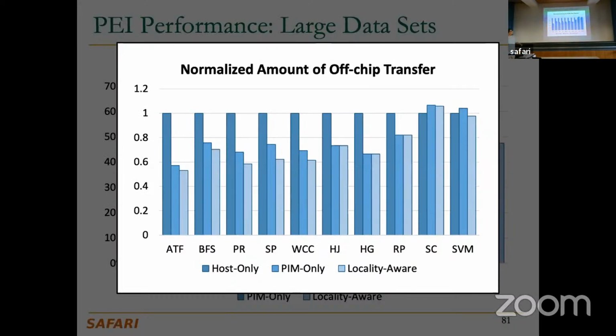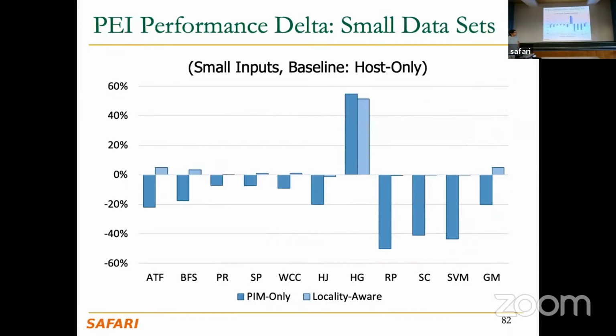And this is the normalized amount of off-chip traffic, off-chip transfer. So as expected, in most of the cases, we see a significant reduction of the total data movement. However, if you look at the speedup for small data sets, what's going to happen is something like this. Because these data sets are small, they likely fit in the cache hierarchy of the host CPU. So if you go for a PIM-only execution, it makes no sense to offload for these small data sets.